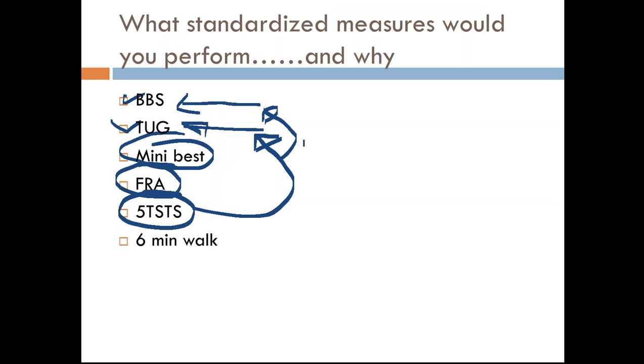So why might I do a 6-minute walk on her? Activity tolerance. It's a great endurance test, has great predictability for rehospitalization, great normative values. Maybe she can't do 6 minutes. What else could I do in a walk test that might measure that? Have you heard of the 2-minute walk test?